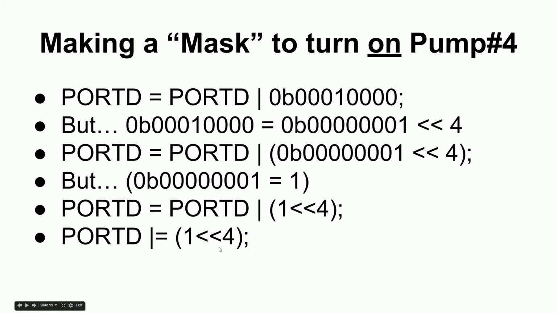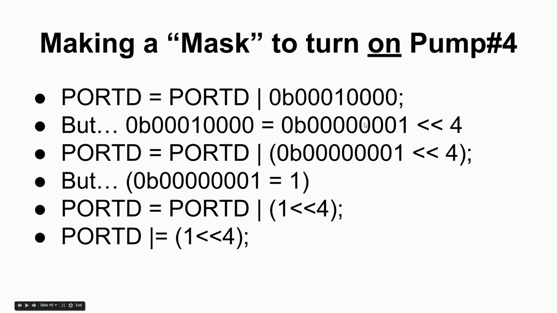In fact, there is a way in C, if you have x equals 3 and you want to add 1 to it, you can say x plus equals 1, and that's the same thing as x equals x plus 1. This is equivalent, or equals 1. All right. So anyway, this is a much shorter way to turn on bit number 4 of port D. Use the OR equals 1 shifted over 4.